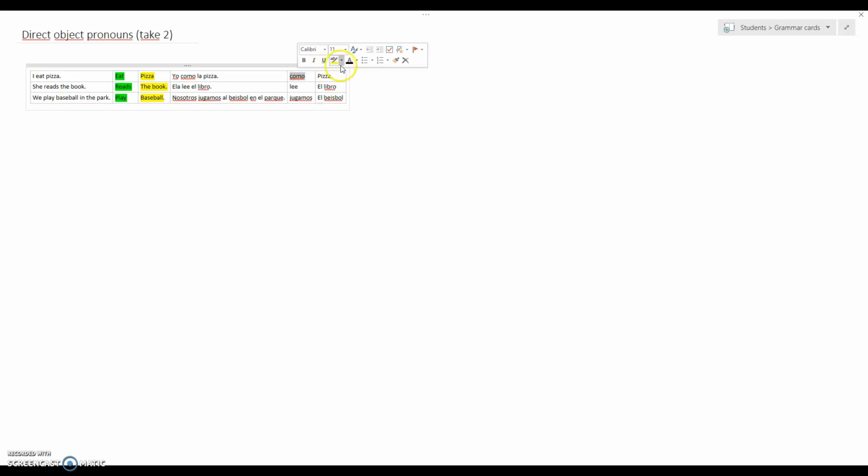Okay, so just like we did with the English sentences, we're going to highlight those verbs. Como, lee, jugamos. And then you ask yourself, what is the verb acting on, or what is receiving the action of that verb? You say la pizza, that is our direct object. El libro is the direct object, and el béisbol is the direct object. Okay, so simple definition.